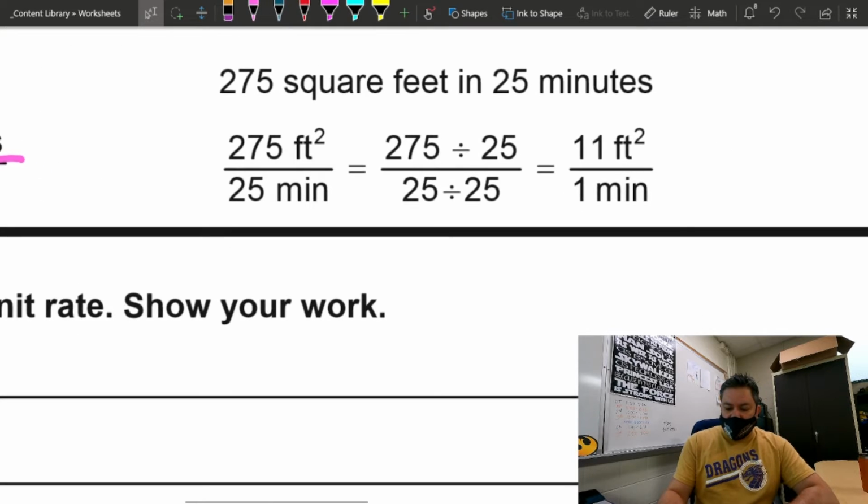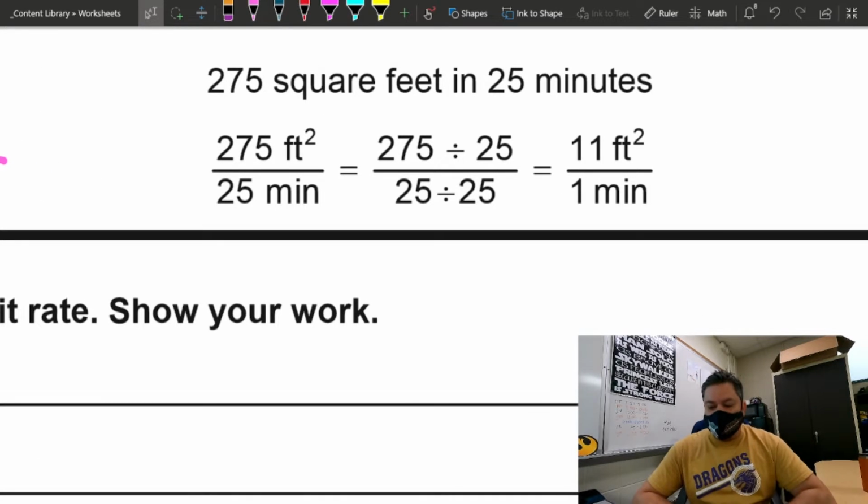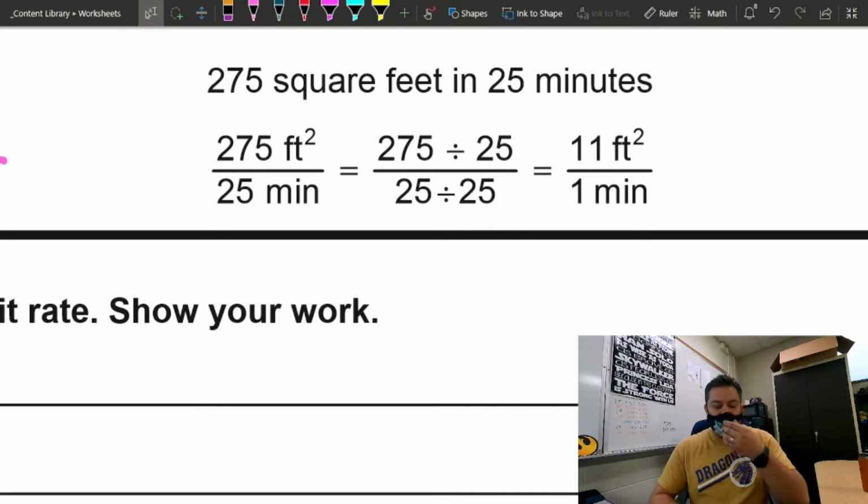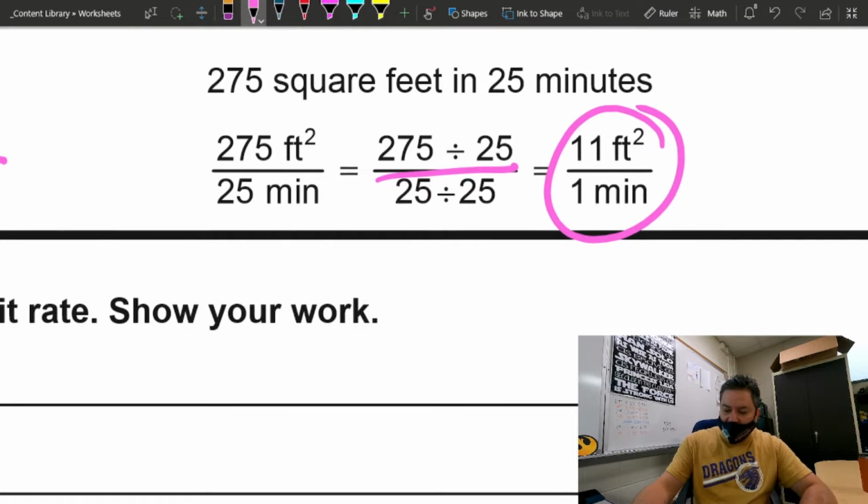So this one, 275 square feet in 25 minutes. Maybe somebody's laying tile or painting a wall, whatever. They're painting the wall 275 square feet every 25 minutes. So how many feet can you fit in 1 minute? Same thing. We're going to divide by 25 in this case, because we can simplify by 25. And the answer will be 11 feet per minute. You're going to paint 11 square feet per minute.